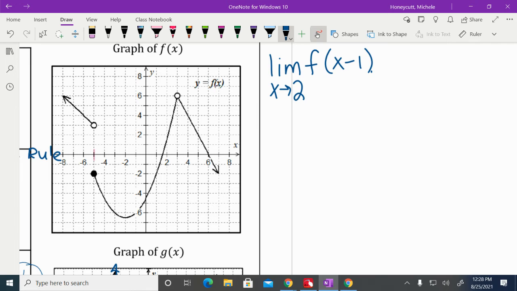So there's an algebra way that we can do this. I can take this 2, subtract 1 from it, and then this would be equal to the limit as x approaches 2 minus 1, which is 1, of just f of x. So use the graph I have to find the limit as x approaches 1, which would be negative 2 here.